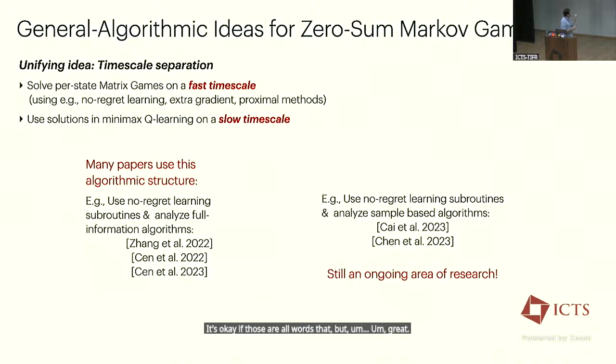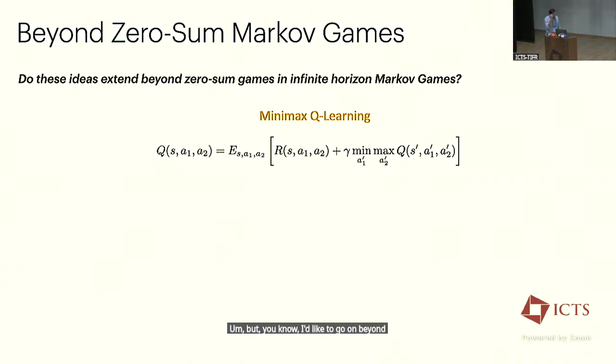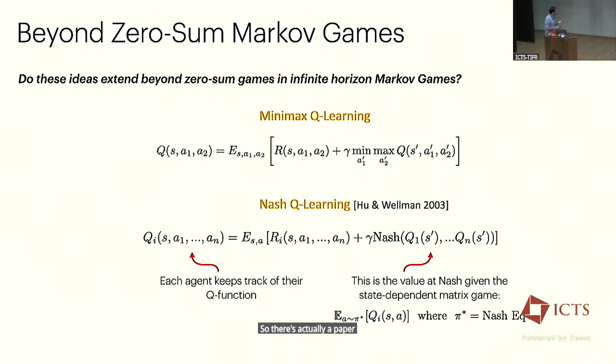Great. But I'd like to go on beyond zero-sum and see if any of these ideas actually extend beyond zero-sum games. So there's actually a paper that came out maybe 10 years later that was called Nash Q learning, right? And the idea here was, hey, we had a lot of success replacing our max by a min-max. What if you just replace the min-max with a Nash, right? The Nash value for agent i, given the Q functions for each player. So in Nash Q learning, it's a little bit uglier. Every agent has to keep track of their own Q function because the Q function depends on their own reward, right?